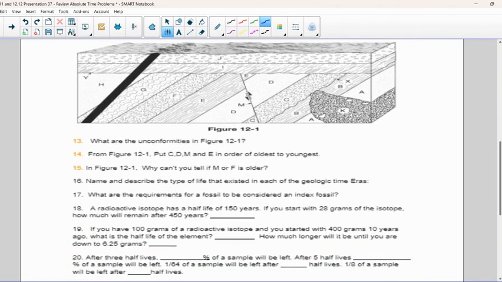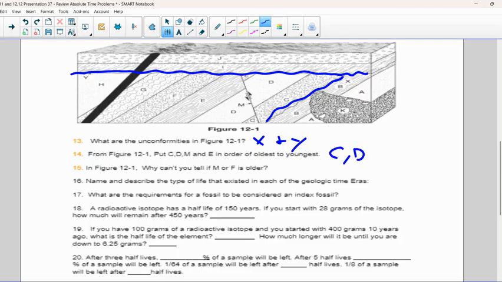Okay. Coming down here, the unconformities are these squiggly lines that you see over there and over here. So X and Y, remember they were formed from erosion. In figure 12.1, putting them in order of oldest to youngest, it should go C, D, E, M. C, D, E, and then M. So C is underneath D, which is underneath E, and then M cuts through them and moved them.